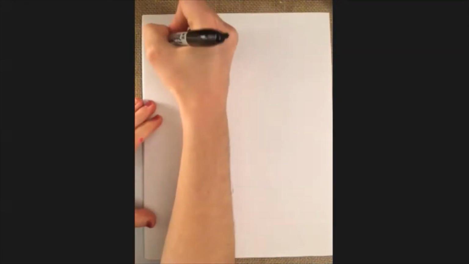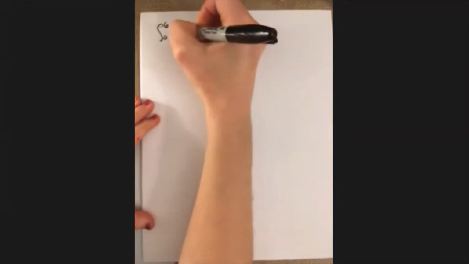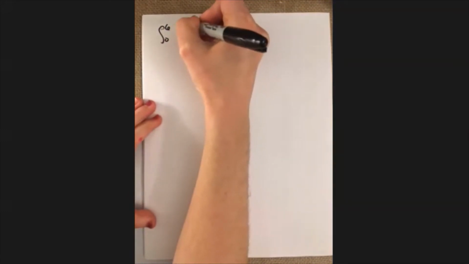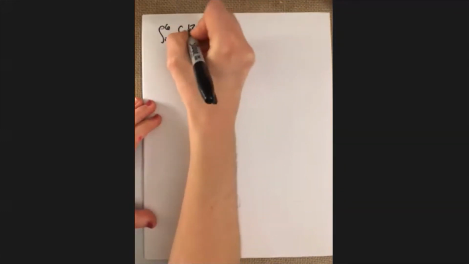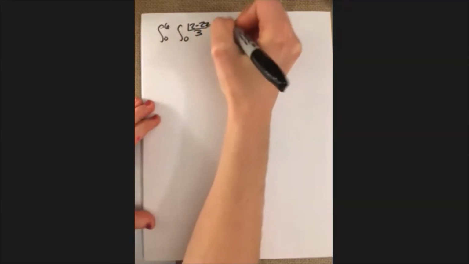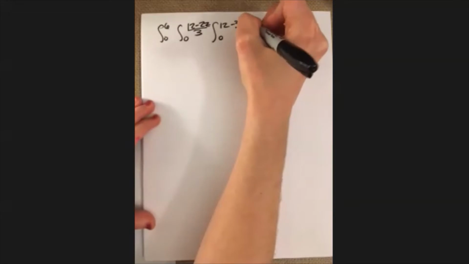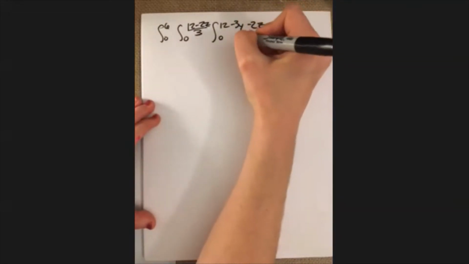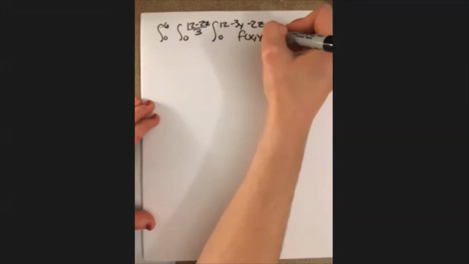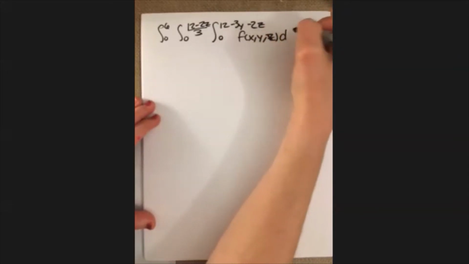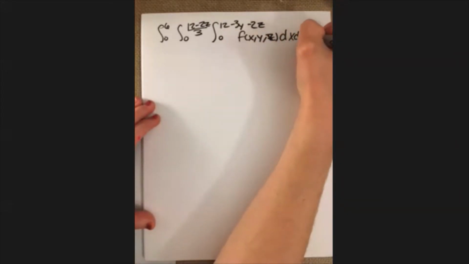So we're doing the integral from 0 to 6, integral from 0 to (12 minus 2z) over 3, and then the integral from 0 to 12 minus 3y minus 2z. And then this is of some function, f of x, y, z. And then this is in the order dx, dy, dz.